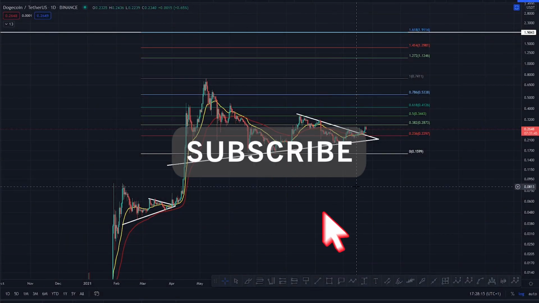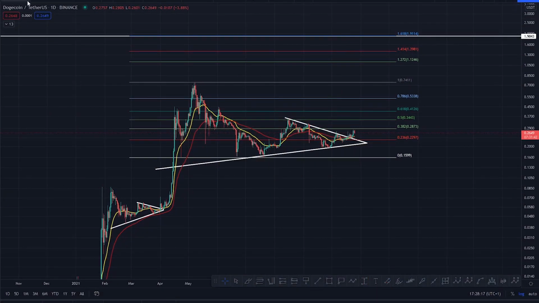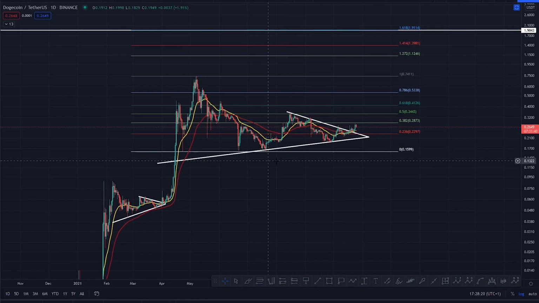This is CoinsKid. I'm just going to dive into Dogecoin. The ticker is DOGE and it's versus USDT. So right now Dogecoin is doing really well.